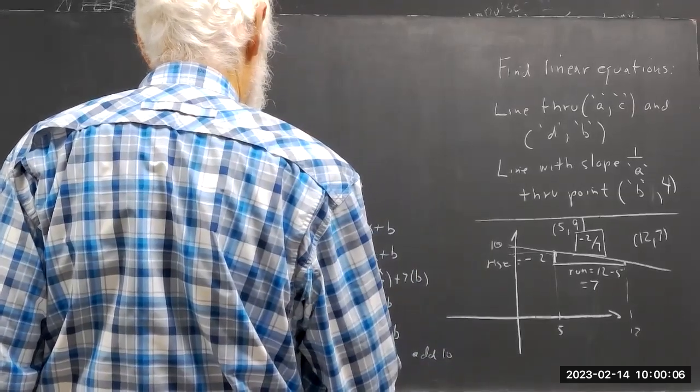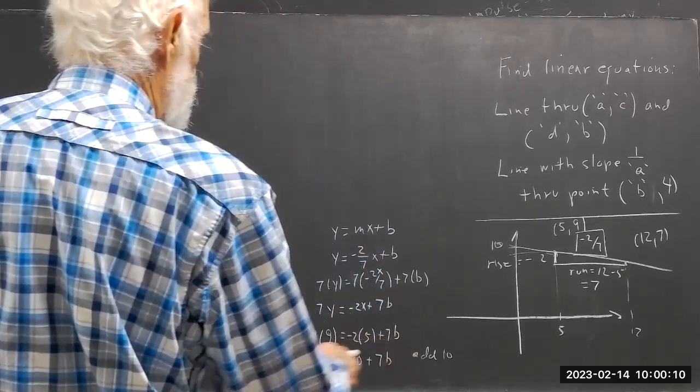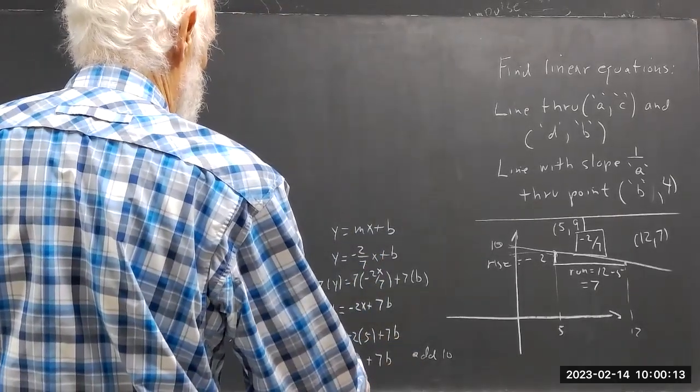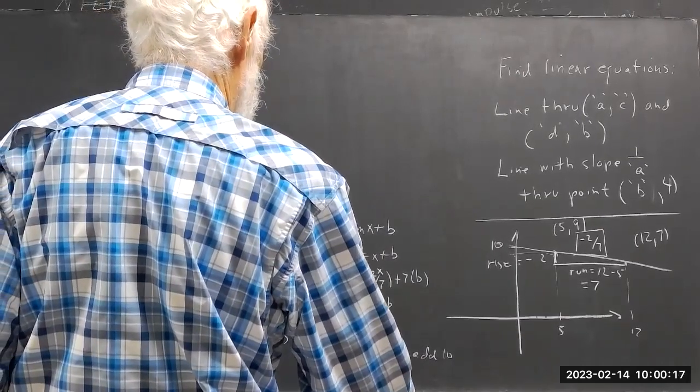And we get plain old 7b over here, but I'm going to write this over here because we just like to see a variable on the left. It's not necessary. 7b equals 73.